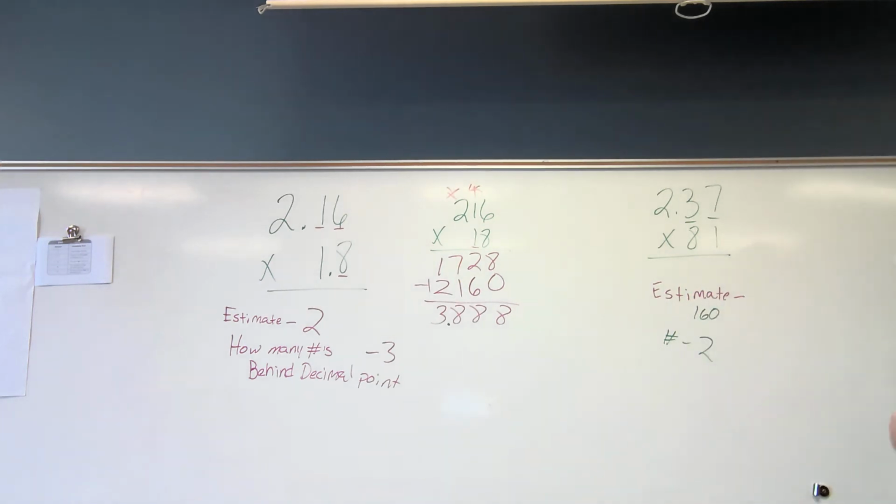Then I just multiply 237 times 81. Again, if you can't multiply with standard algorithm, find a way that helps you. There's always graph paper on the back table. If there's not, I can copy some graph paper.